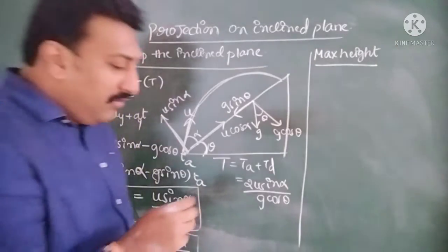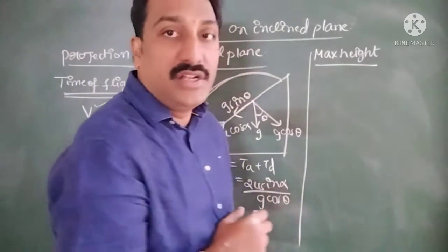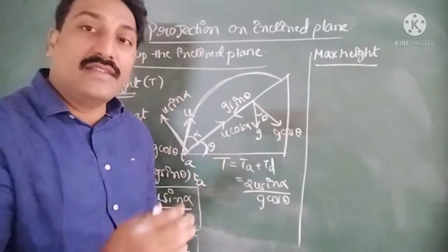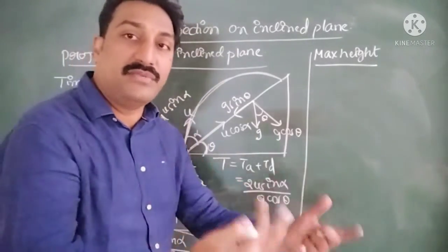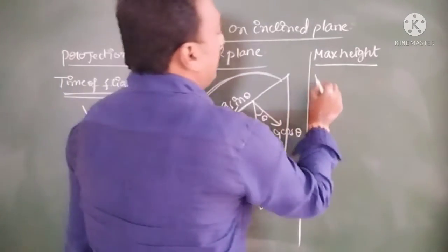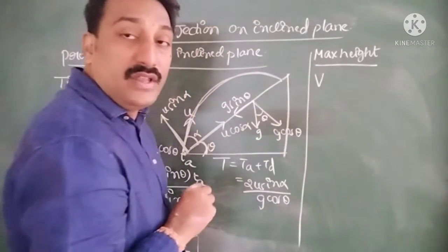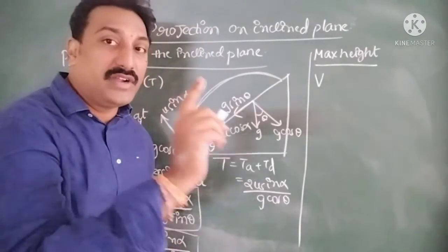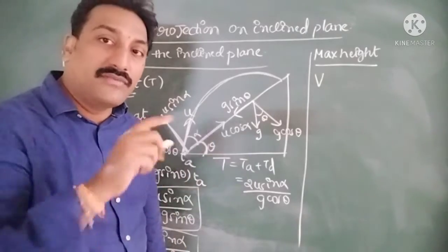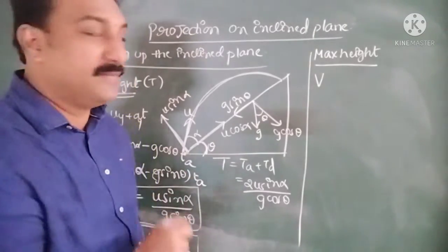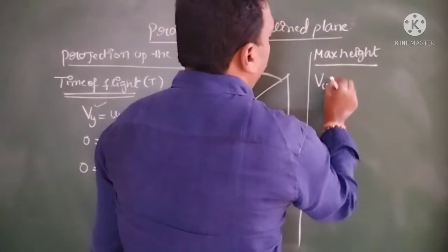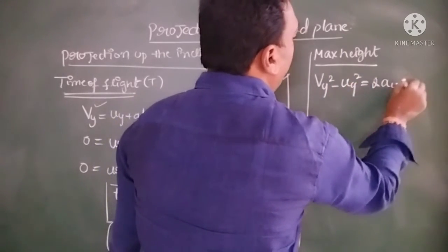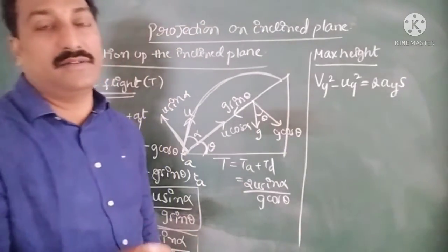So how to get the expression for the maximum height here? We know the only formula relating final velocity, initial velocity, acceleration and displacement is v square minus u square is equal to 2as. But already I told you, maximum height comes under the case of the vertical motion. So here I can take v sub y square minus u sub y square is equal to 2 into a sub y into s.